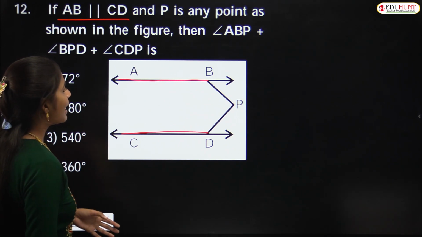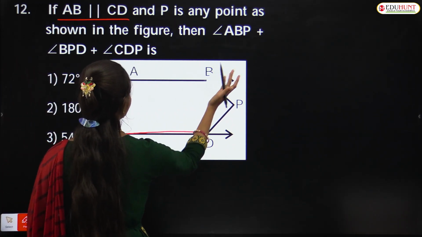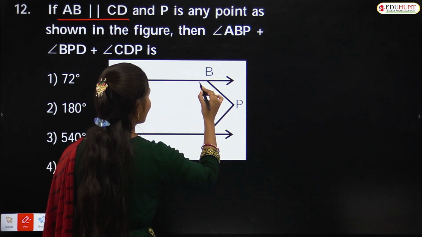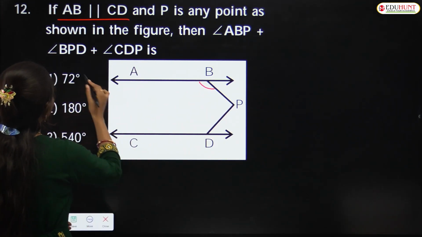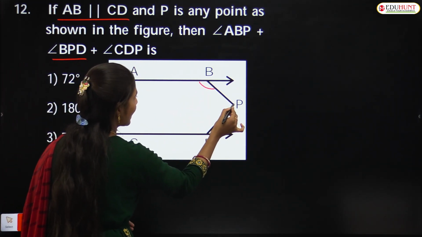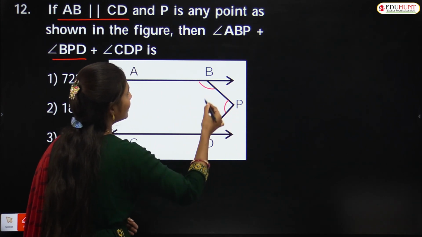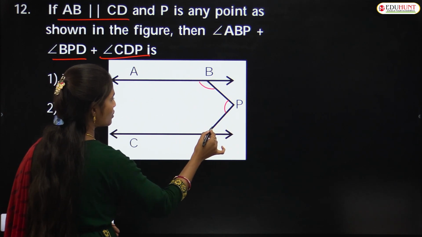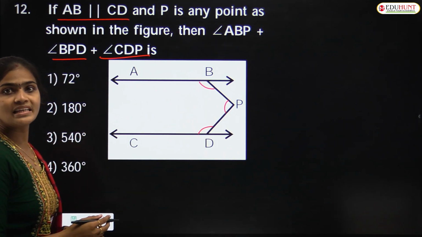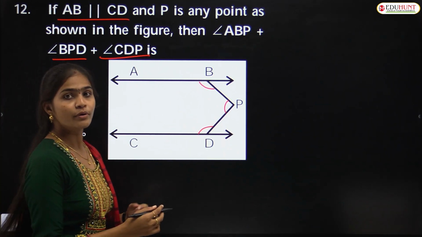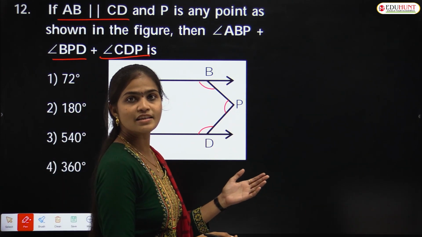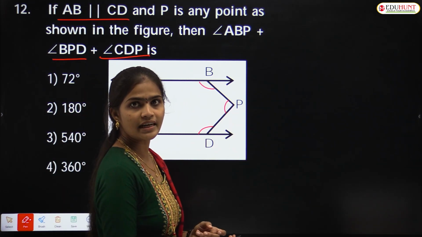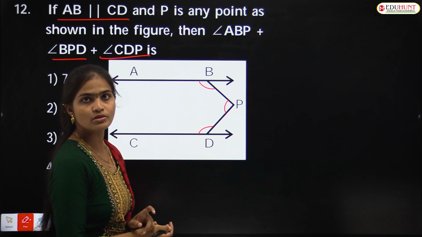Then angle ABP plus angle BPD, and another one, angle CDP. So the sum of these three angles we need to find out. Before finding that sum, first, what are those angles? We don't know that, right? So first we need to find those angles.